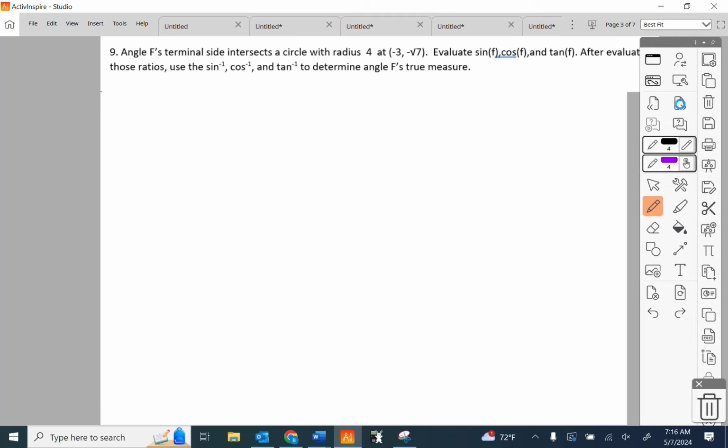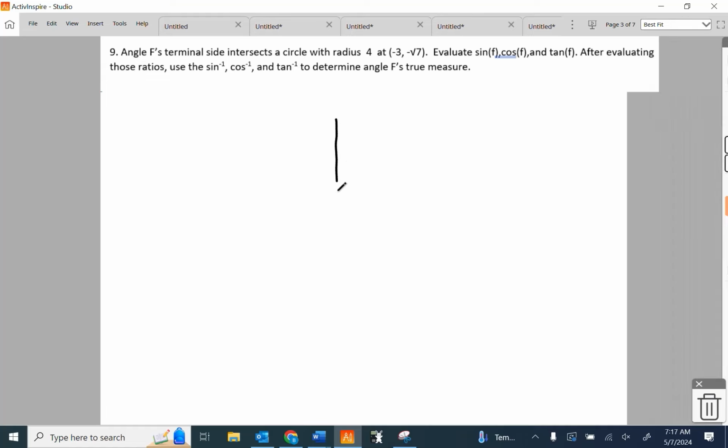Number 9, angle F's terminal side intersects a circle of radius 4 at negative 3, negative root 7. Evaluate the sine, cosine, and tangent of F, and after evaluating these ratios, use the arc sine, the arc cosine, and the arc tangent to determine F's true measure.